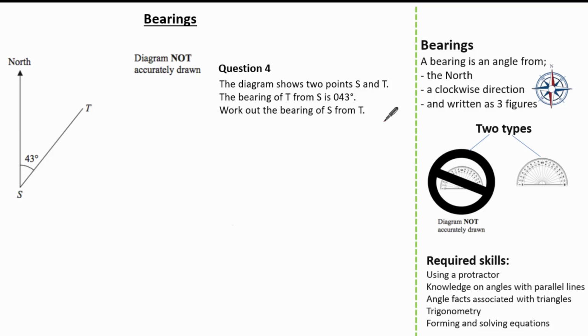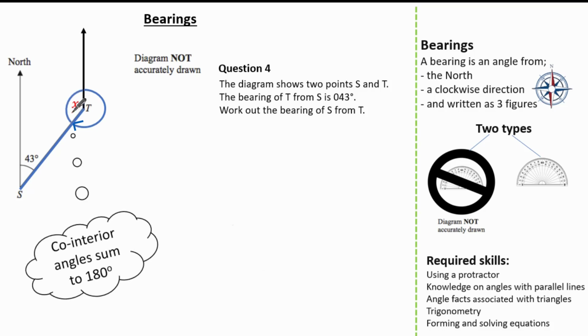From the question, we are starting from T, so let's identify the north from our T. From here, we're going to S, so this is the angle that I need to find. This is our bearing. Now, to work out this bearing, it's clear we need to work out the interior angle first. I'm going to label this as X. Now, using our knowledge on co-interior angles summing to 180 degrees, we can work out X to be 180 subtract our 43, which is 137 degrees.